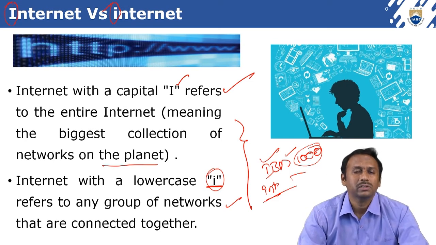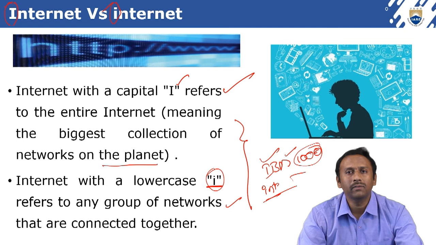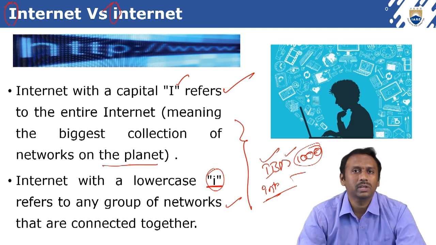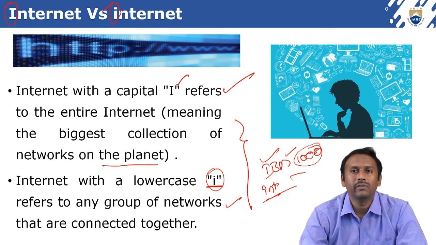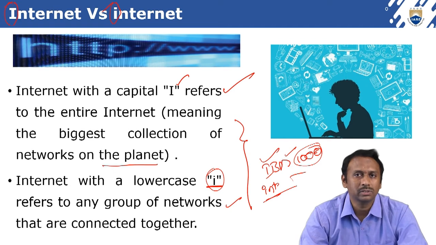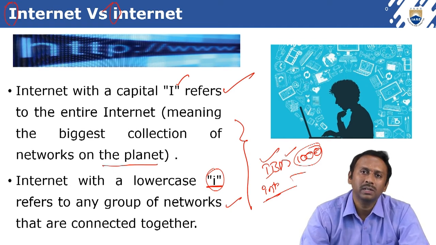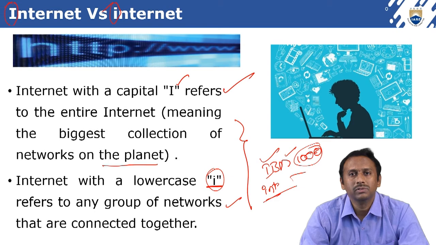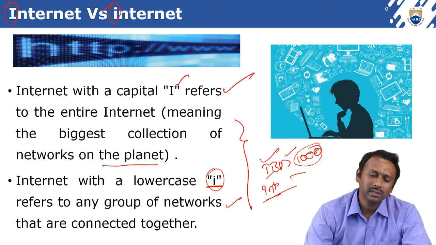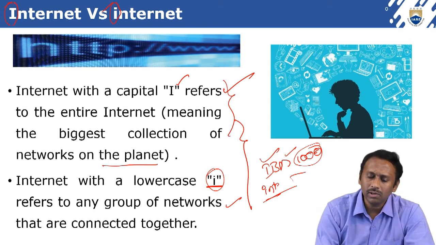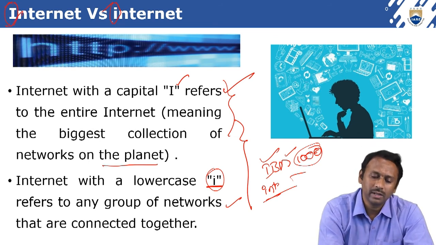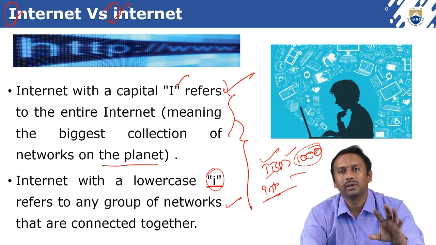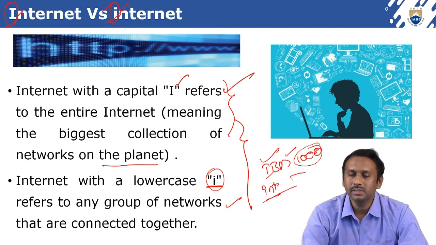Collection of networks means, for example, if you have an Android mobile which has internet, that is one network. If in your college you have five different LANs, different networks, those are networks. In your home, if two systems are interconnected, that is one network which has an internet connection. Like this, across the world all the networks are connected, so that is capital I. And if only a group of networks are connected, that is small i.